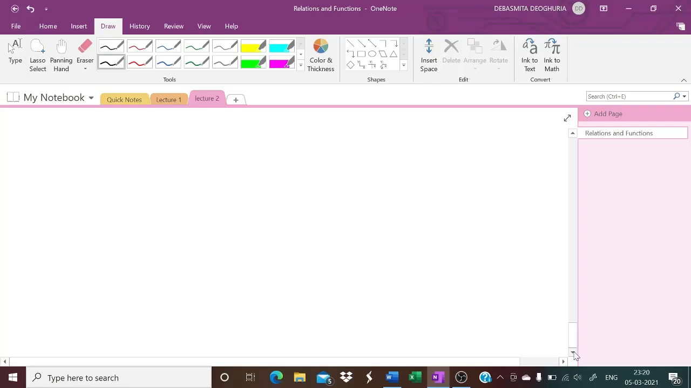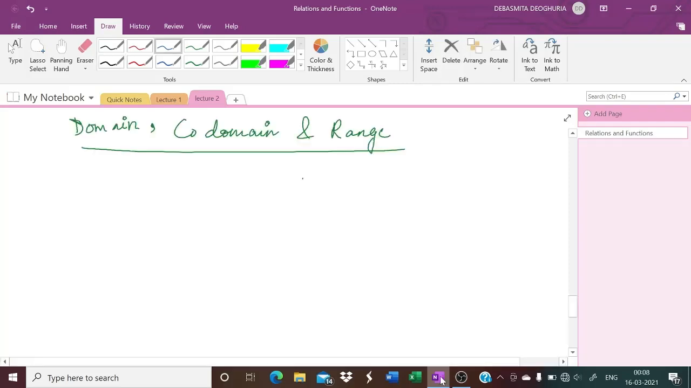So now we will discuss the basic terms. We will be talking about a few terms such as domain, codomain, and range. These are mathematical terms which will be important in studying relations and functions. These are mathematical terms, so you should understand what they actually mean.